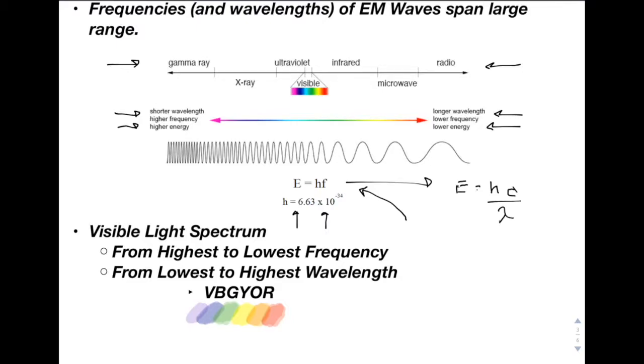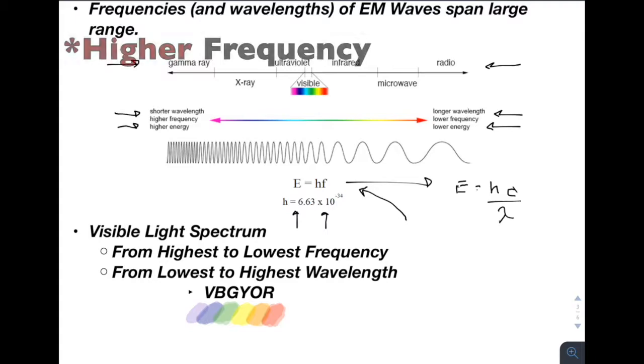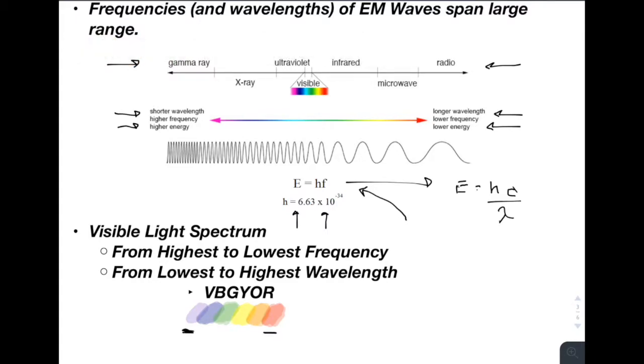And then I like to consider the visible light spectrum a backwards rainbow, meaning that the violet on the left side has a higher frequency, and then the red light on the right side has a longer wavelength. So these are inversely proportional to each other, wavelength and frequency.